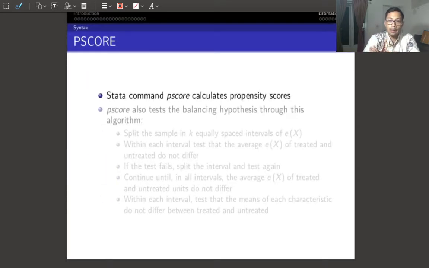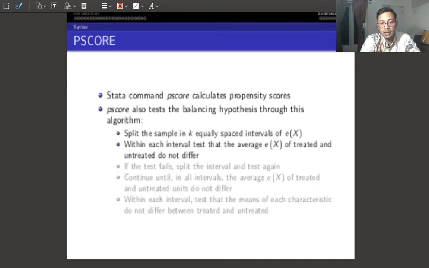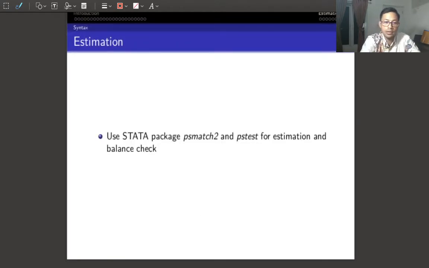Okay, so the syntax that we're going to use in Stata is referred to as pscore. pscore calculates the propensity score, and it also tests the balancing hypothesis through this algorithm. Basically, pscore splits the sample in k equally spaced intervals of e of x, and then within each interval tests that the average e of x of treated and untreated do not differ. If the test fails, it splits the interval and tests again, and continues until in all intervals the average e of x of treated and untreated units do not differ. And within each interval, it tests that the means of each characteristic do not differ between the treated and untreated. We're going to use the packages psmatch2 and pstest for estimation and balance check.